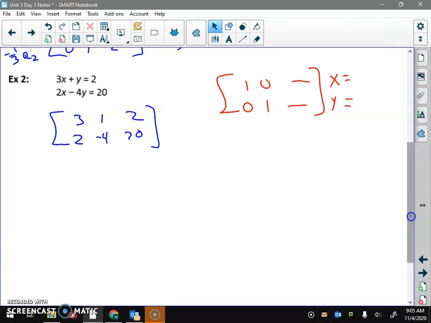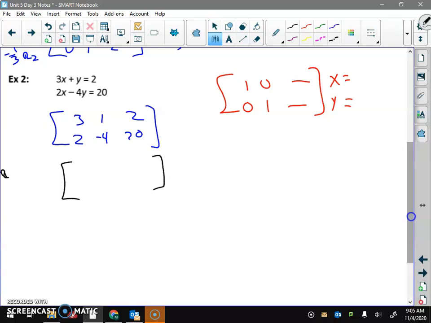All right. I want that 1 up in the row 1, column 1 first. How am I going to do it? I bet you some of you guys are getting the hang of this. Row 1 minus, oh, sorry. I think my smart board's a little bit off-oriented. Row 1 minus row 2. 3 minus 2 is 1. 1 plus 4 is 5. 2 minus 20 is negative 18. Copy this down. I'm 1/4 of the way there.